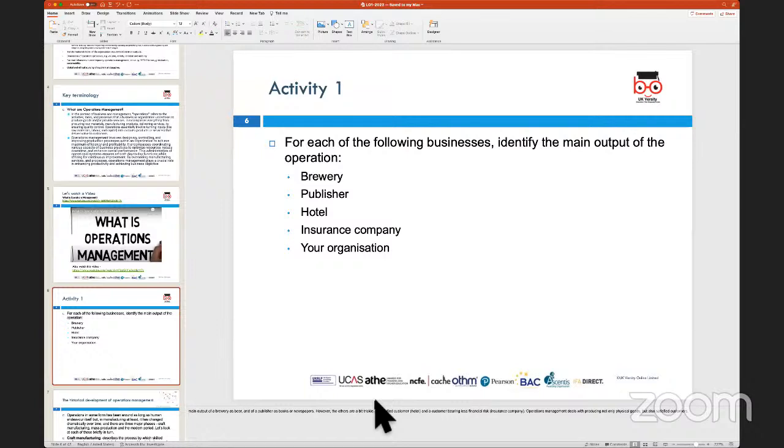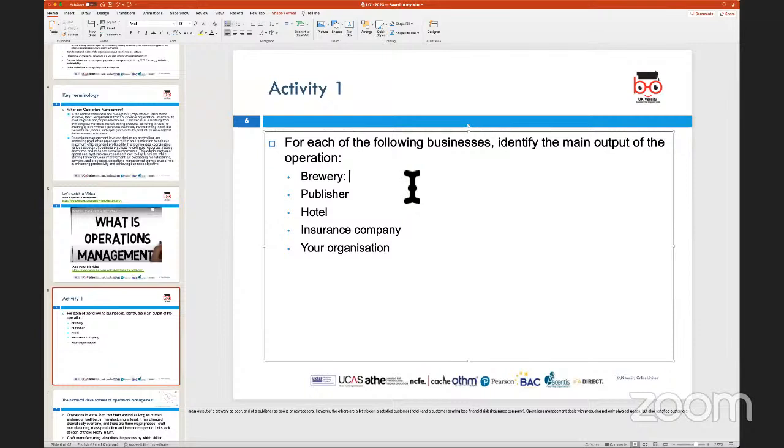But sticking to what we've got in terms of indicative content, what I want to do is put a bit of perspective on what we've covered so far in terms of basic definitions and the background, by looking at some of the videos. Now, let's consider different types of businesses, and let's identify the main outputs in terms of operations these businesses would produce.